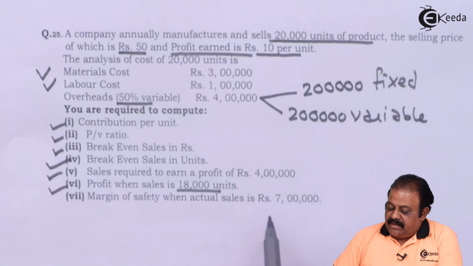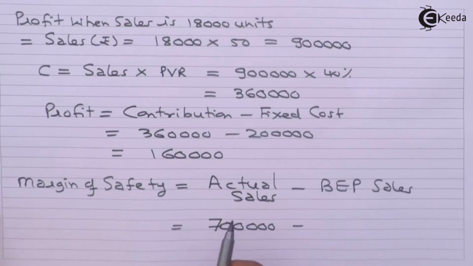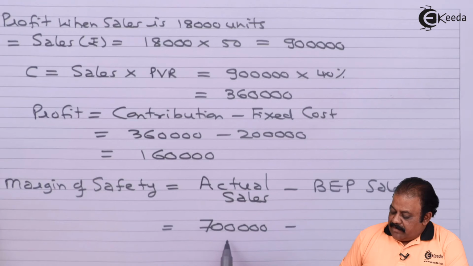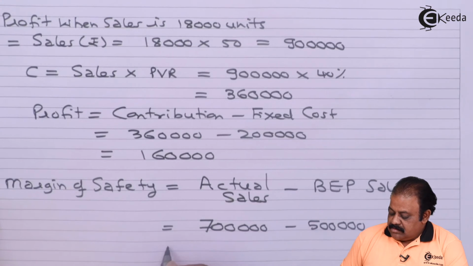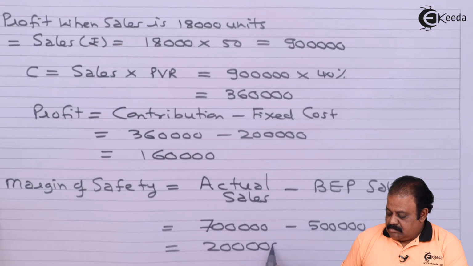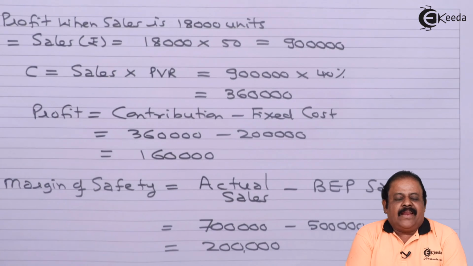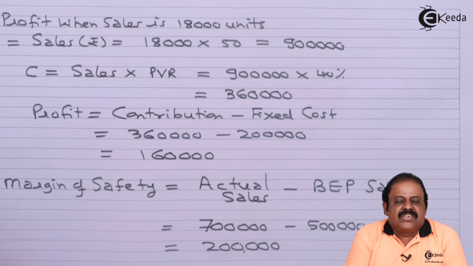Finally, margin of safety when actual sales is 7 lakh rupees. Margin of safety formula is actual sales minus break-even point sales. Actual sales they have given is rupees 7 lakhs. Break-even point sales in rupees is 5 lakhs. 7 lakhs minus 5 lakhs, margin of safety will be rupees 2 lakhs. So this is how we can calculate various elements asked in a question of marginal costing.